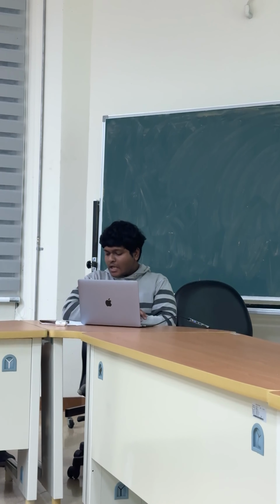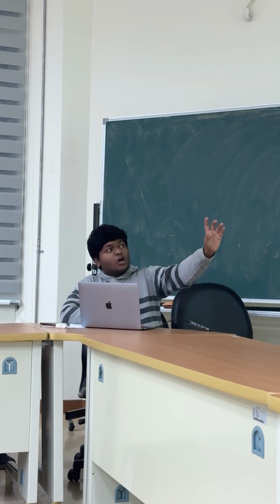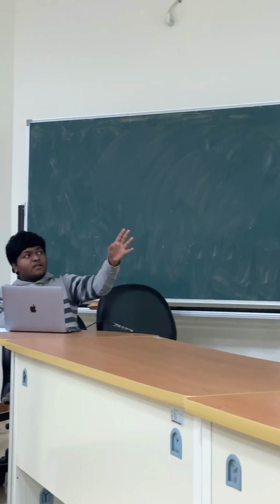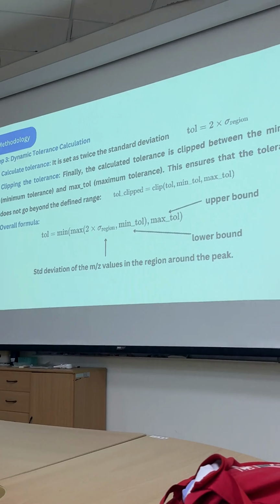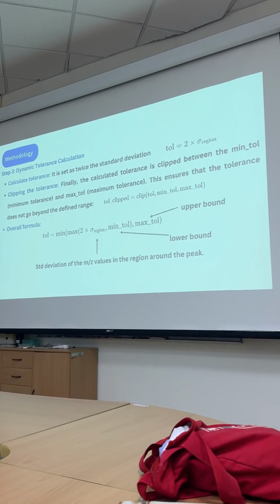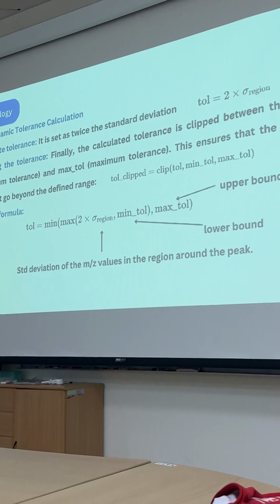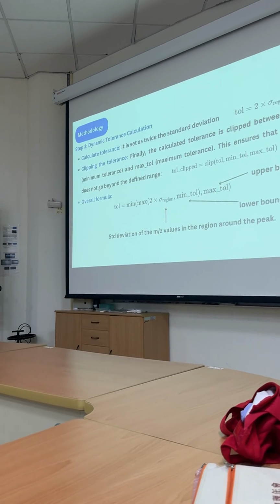For example, you will take the minimum tolerance if the tolerance you get is less than the minimum tolerance, and you take the maximum tolerance when your tolerance is greater than the actual maximum tolerance. So this involves a lot of math. I'll explain later if you're really interested in knowing the mathematical stuff behind this dynamic tolerance calculation.